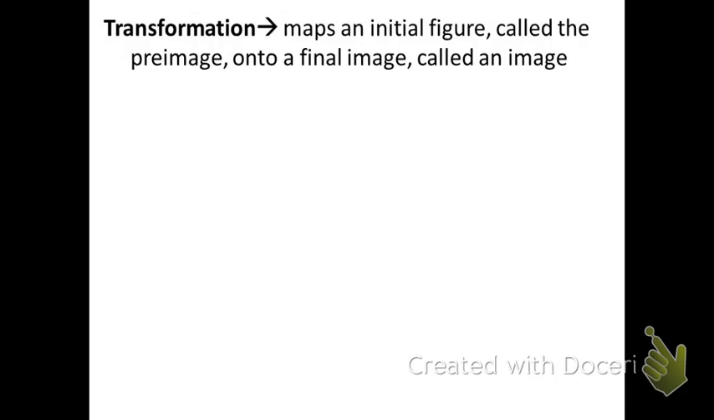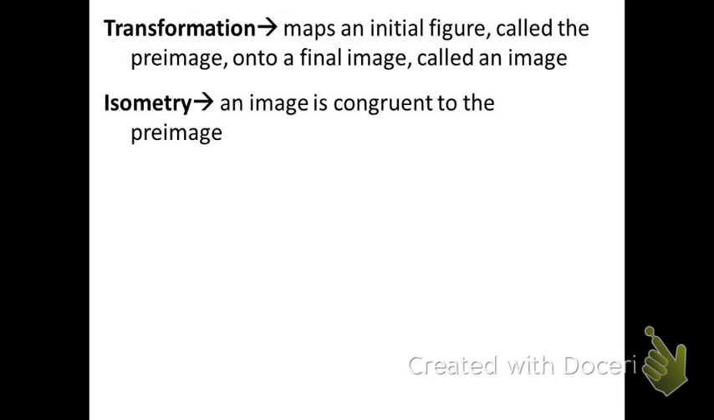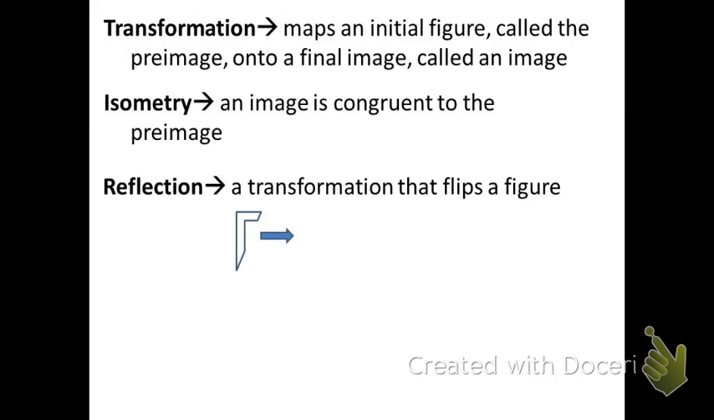So a transformation, first of all, is when you map an initial figure, we call that the preimage, onto a final figure called the image. So what we start with is the preimage, what we end with is the image. An isometry is an image that is congruent to the preimage.